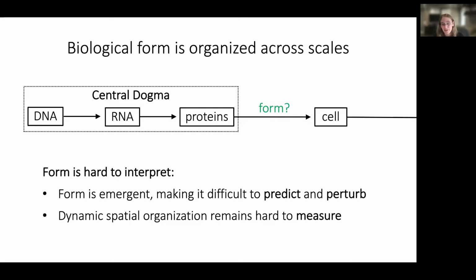We can perturb a single protein, we can change an amino acid, but we can also change cell form, but it's hard to interpret what that means. Yeah, I can chop off a filopodia, but probably that will not tell us very much, right? And another problem is that only very recently have we been able to actually measure cell form at the relevant scales.